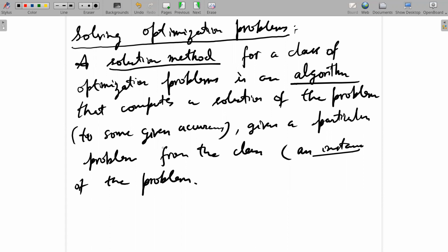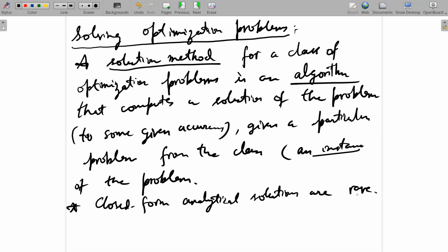Yeah, so a solution method is typically an algorithm which will solve your problem. It's as simple as that, but it's very important to keep in mind that closed form analytical solutions are rare. I don't say impossible, I say rare because, for example, example one we saw was least squares, right? There we can actually find an analytical solution, although that analytical solution itself will bring some numerical issues with it. When we study that, we'll see that. But typically closed form analytical solutions are rare.